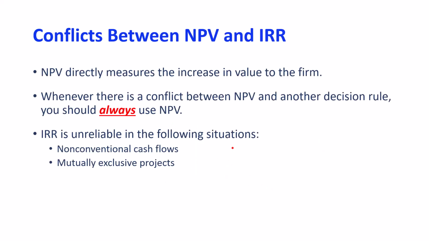So whenever there is a conflict between the NPV and IRR, we are going to side with NPV. NPV directly measures the increase in value to the firm, and whenever there is a conflict between them, we should always use NPV, right?